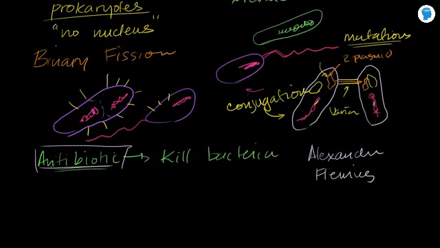He was studying, I think it was Staphylococcus, I forget which bacteria it was, in a petri dish. Let me draw a petri dish, this little circle. There's some nutrients that the bacteria can grow on. So let's say the bacteria is growing on this petri dish.